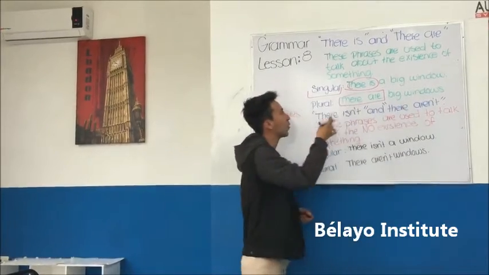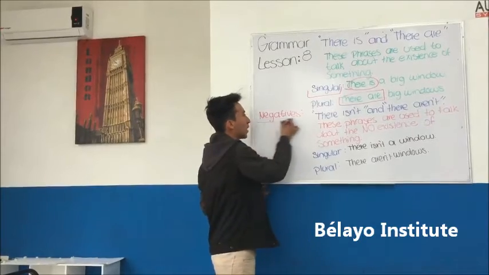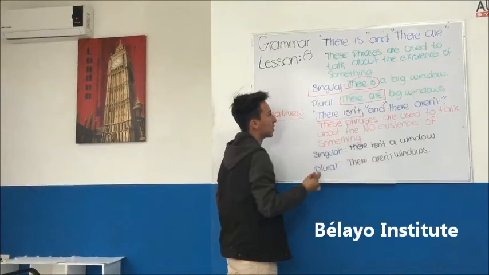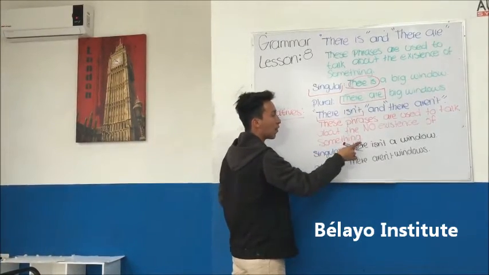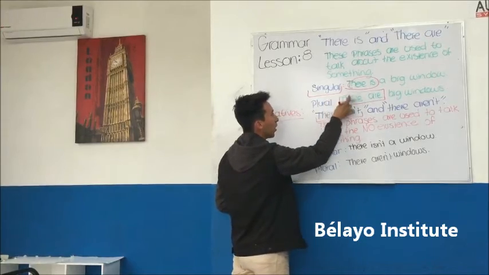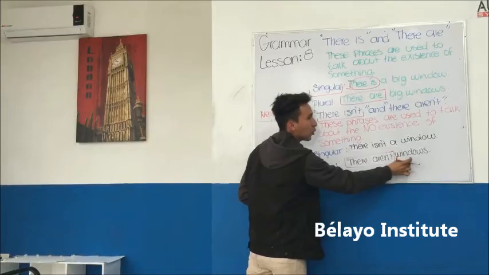In this case, there is a big window, singular. Plural, there are big windows. For the negative form, there is is going to be changed to there isn't. There isn't a window. For the plural form, there are is going to change to there aren't. There aren't windows.